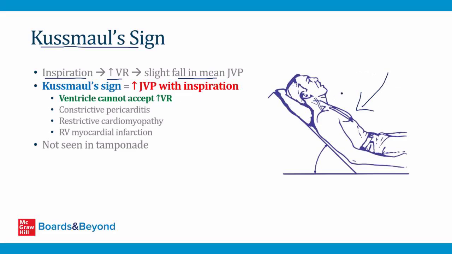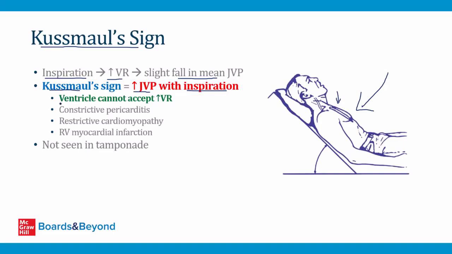And so in a patient who does not have constrictive pericarditis, you should see that jugular venous pressure in the neck go down slightly when the patient takes in a breath of air. Kussmaul's sign refers to the opposite finding. The jugular venous pressure goes up with inspiration. This is abnormal. This is the opposite of what should happen.